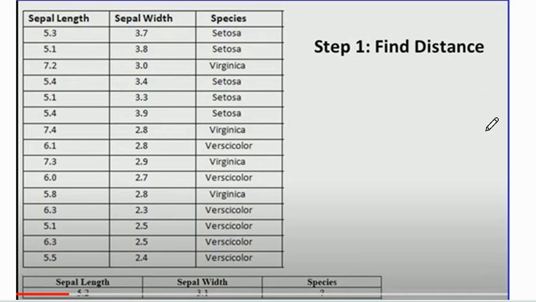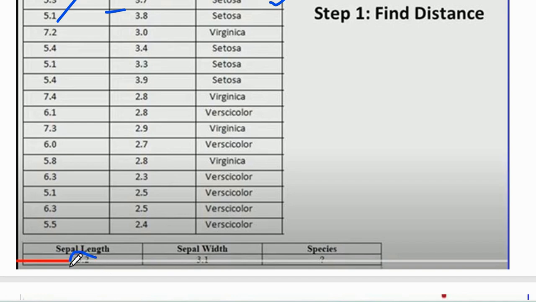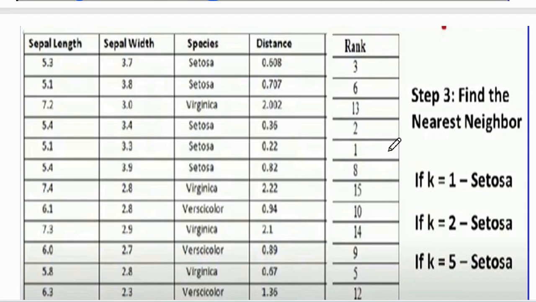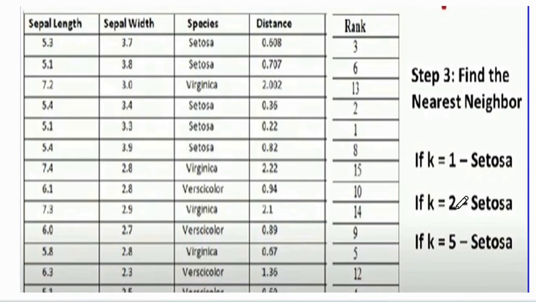Here we have taken the iris data set, given as sepal length and sepal width. This is the class label. Then find out the class of the point 5.2 and 3.1. Here what we can do is find the distance from this point to all the points. Then take the value of k. Based upon that we have to find out. Here I am taking the value of k as 3.